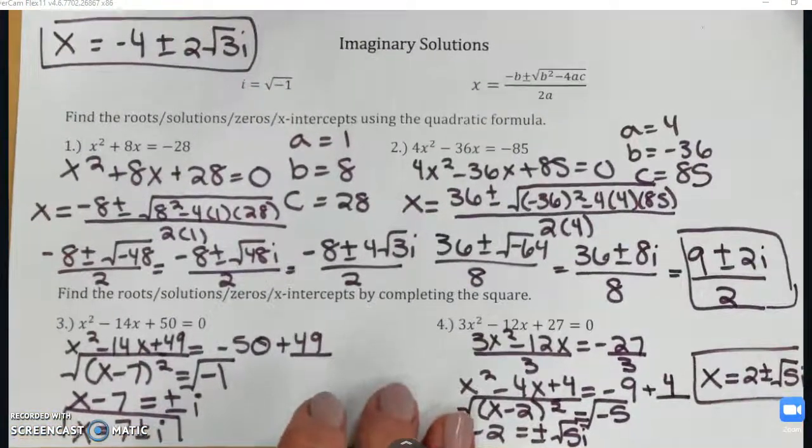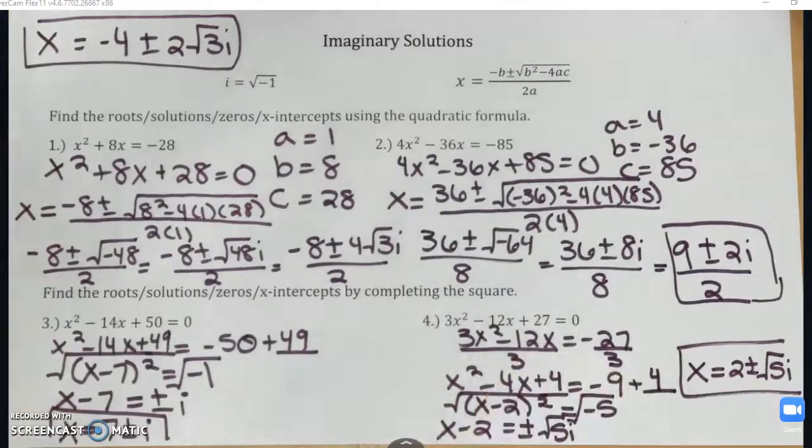Okay, so imaginary solutions. Just rewrite it in terms of i, no more, no real solution is acceptable on your tests, quizzes, etc. And that is it for our notes today and for the semester.